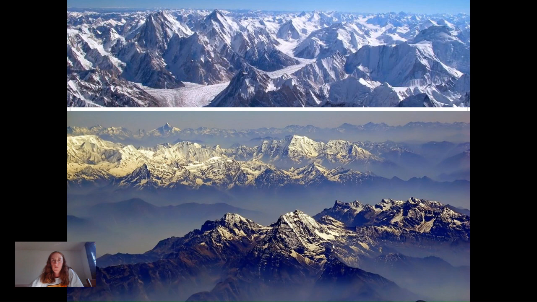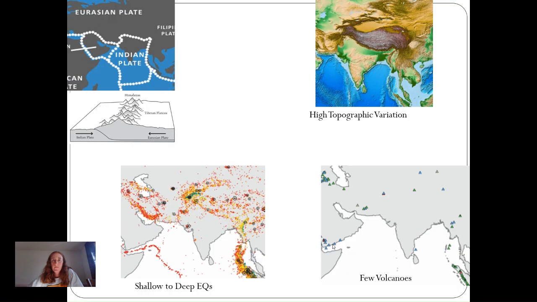All right, just some more pictures for you. In terms of features, you don't get volcanoes at these types of plate boundaries, but what you do get is high topographic variation. What I mean by that is you have a lot of peaky areas or a lot of mountainous areas relative to sea level. You also get lots of earthquakes, so there's a tectonic plate boundary right here. You will get lots of earthquakes that occur as those tectonic plates are colliding as well.